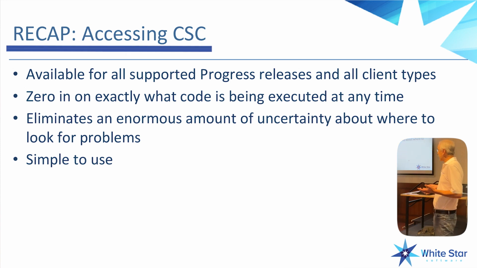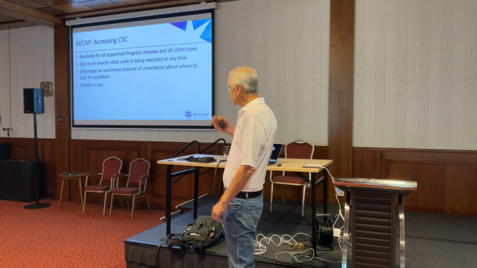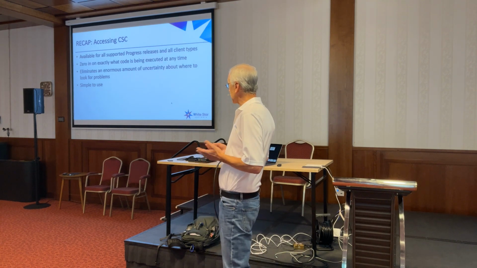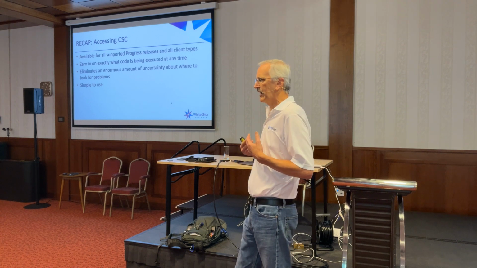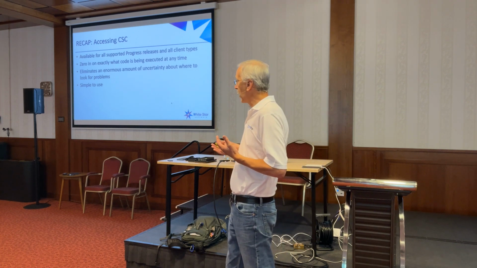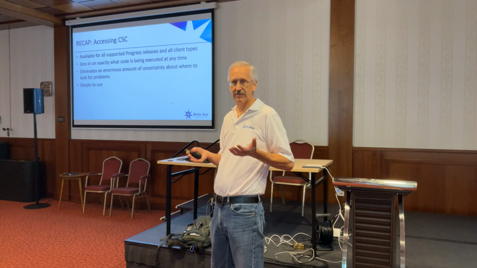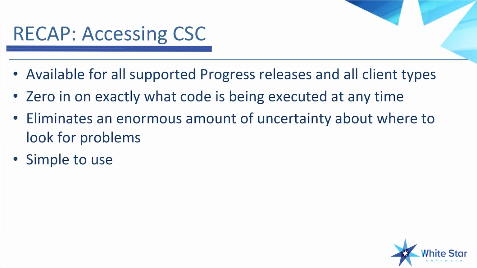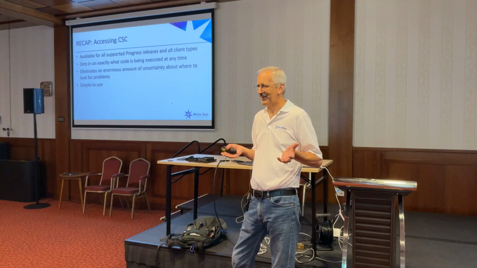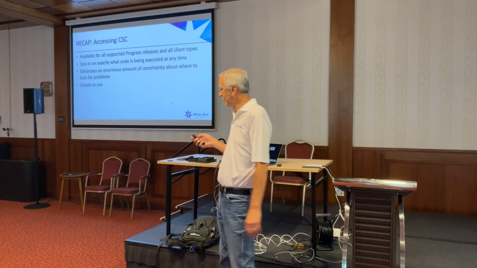So to recap, for accessing the CSC, once it's already been turned on, you have this for all supported Progress releases and client types. There's no extra licensing involved. And it allows you to zero in specifically on what line of code was being executed by the client at that point in time. That helps you to eliminate a lot of uncertainty about where to look for problems, and it's really easy to use. Everybody convinced? Any questions so far? Okay, great.